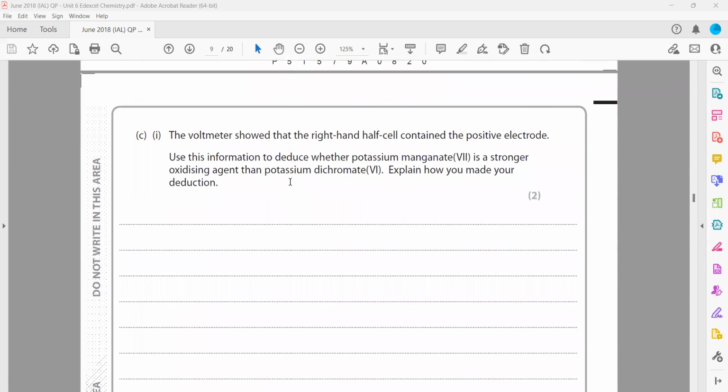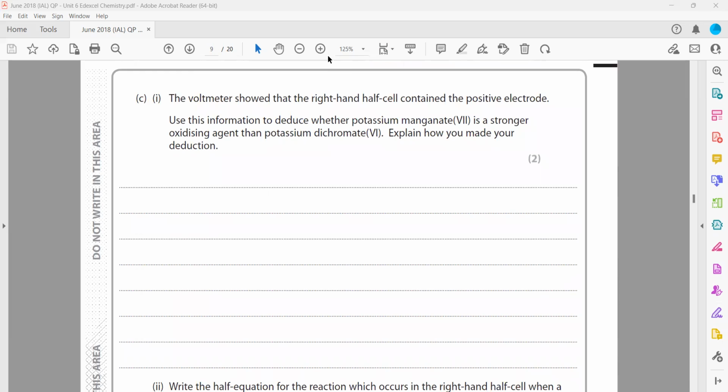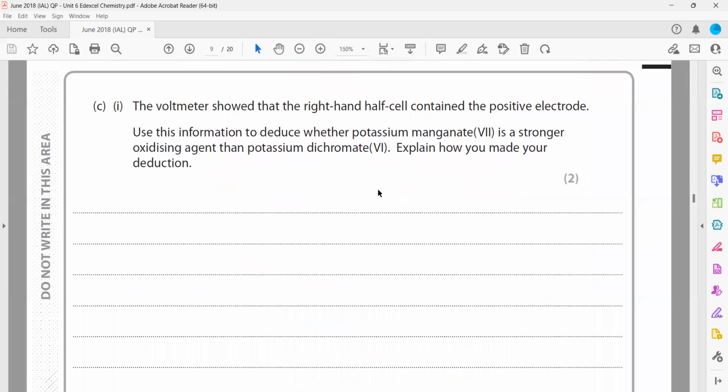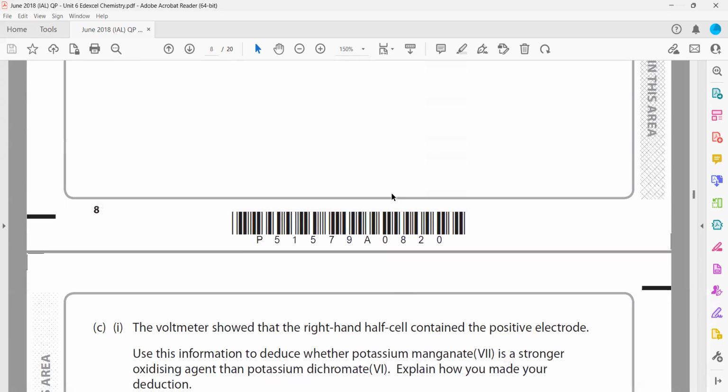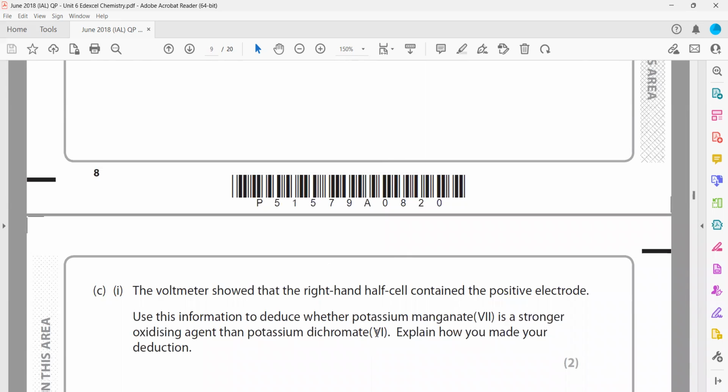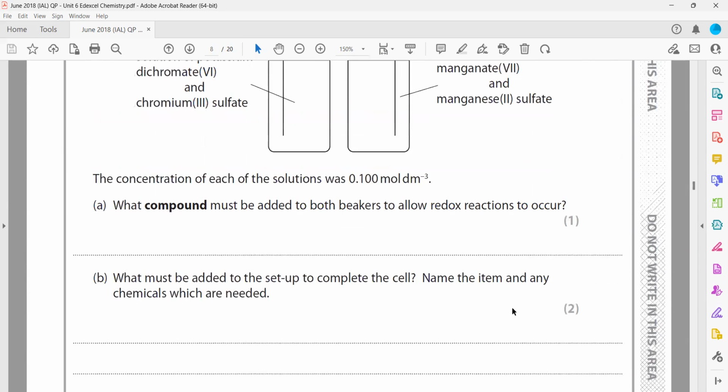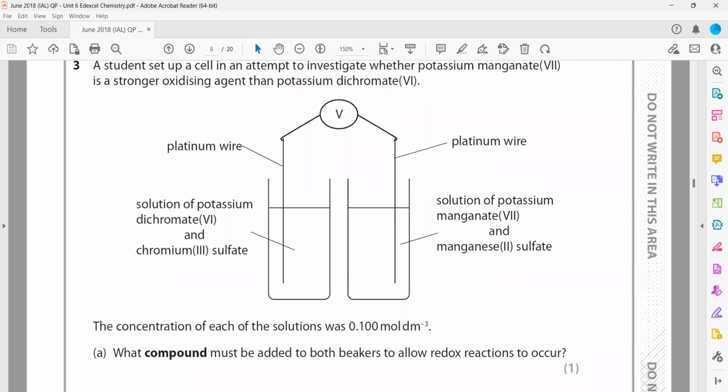In part C1, the voltmeter shows that the right-hand cell contains a positive electrode. Use this information to deduce whether potassium manganate is a stronger oxidizing agent than potassium dichromate, and explain how you made your deduction. So as I mentioned, the voltmeter shows that the right-hand half cell contains a positive electrode. So this one is representing the positive electrode and the other one is representing the negative electrode.